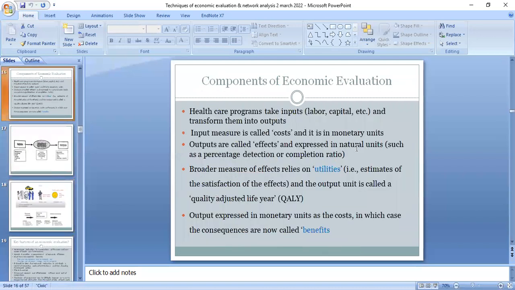Now the components of economic evaluation. Healthcare programs take inputs like labor, capital, etc.